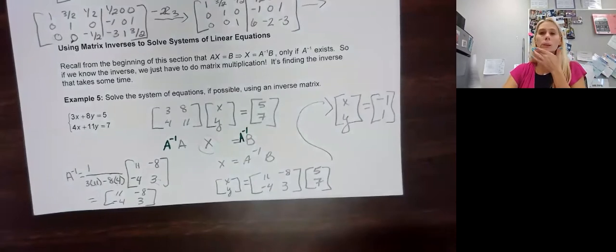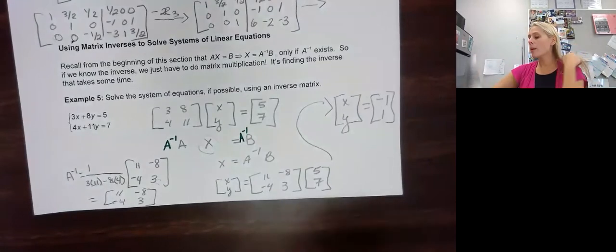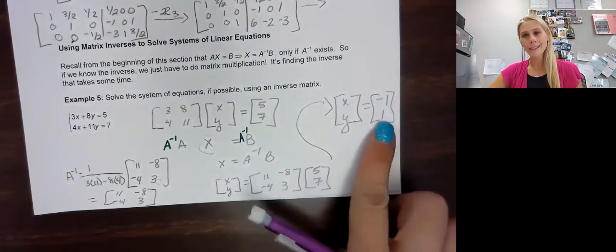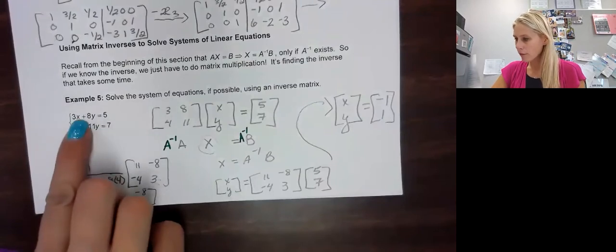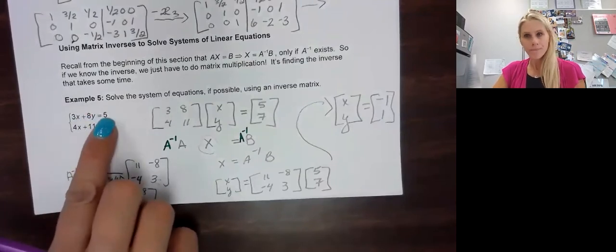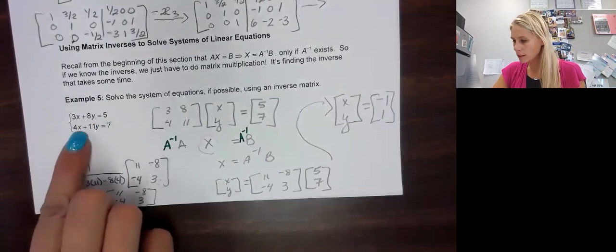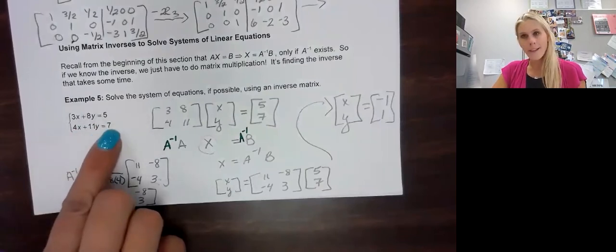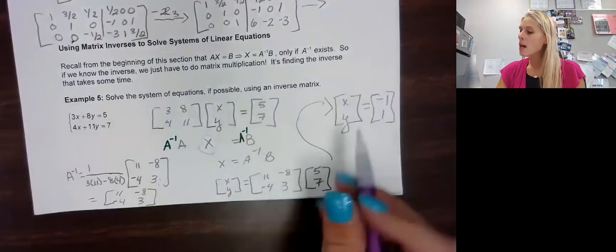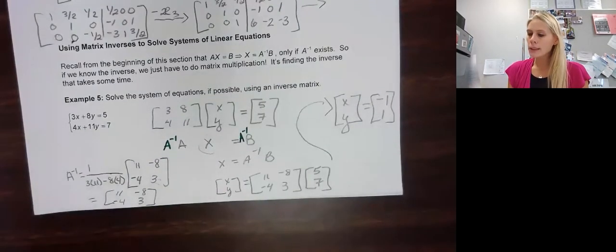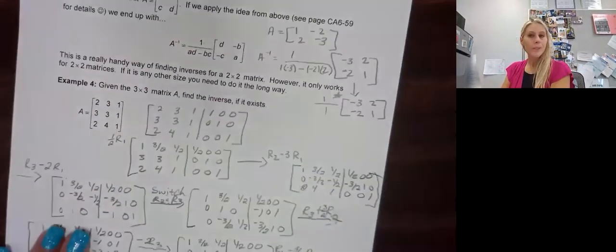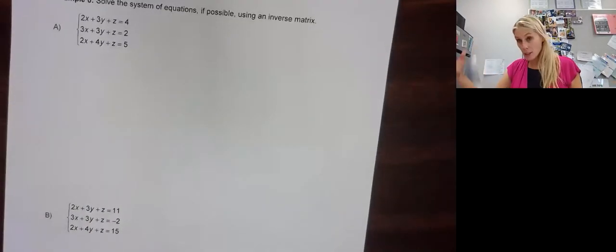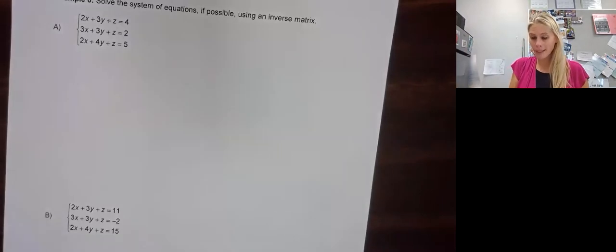Now, in mathematics, we always want a way to check our answer. We can do that by plugging in negative 1 for X, 1 for Y, and making sure that equals. If I plug in negative 1 for X, 1 for Y, do I get 5? Yes. If I plug in negative 1 for X, 1 for Y, do I get 7? Yep. So this is finding the solution by using matrix inverses. Other thing I want to point out as we move on is if your question ever says solve by a certain way, you must solve by that certain way.